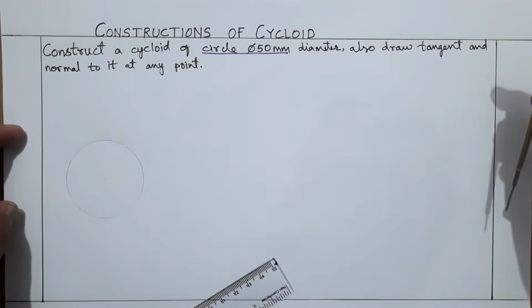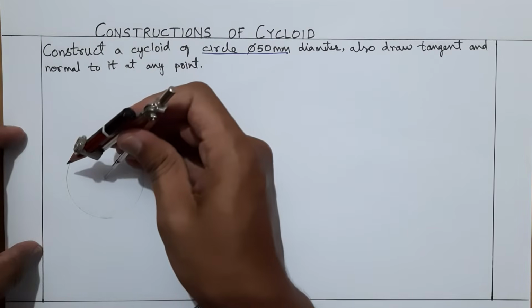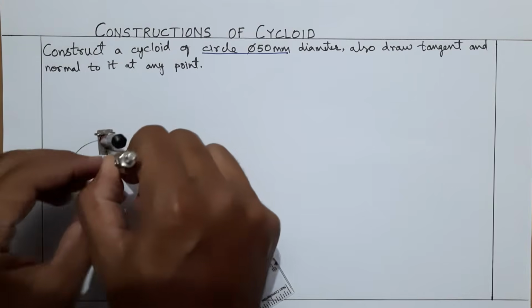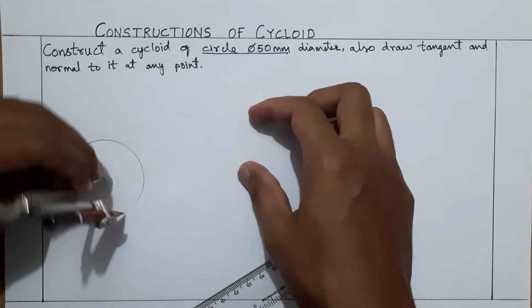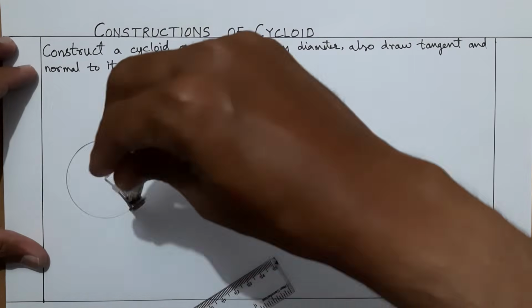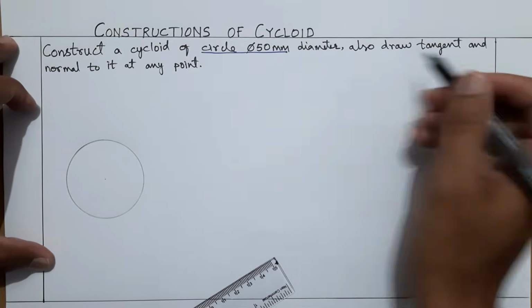So here we have completed a circle of 25 mm radius, which will lead to 50 mm as a diameter. I will make it a little bit darker so that it will be visible to you easily. Okay, now what you have to do, 50 mm is the diameter.